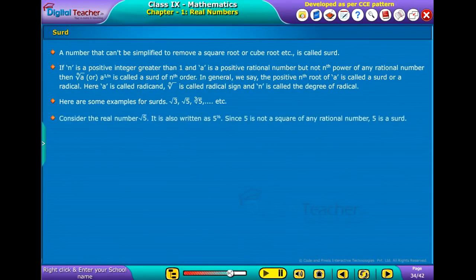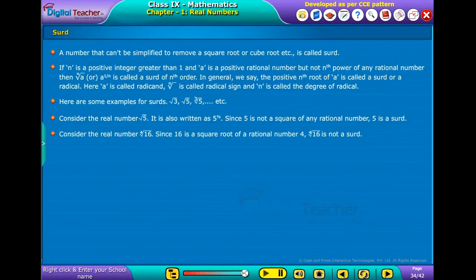Consider the real number root 5. It is also written as 5^(1/2). Since 5 is not a square of any rational number, root 5 is a surd. Consider the real number fourth root of 16. Since 16 is the fourth power of the rational number 2, the fourth root of 16 is not a surd.